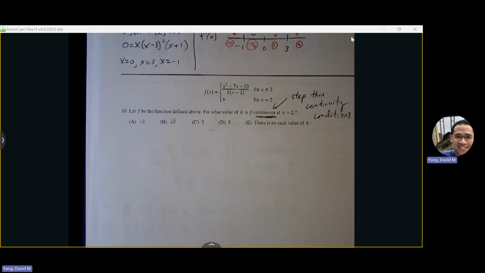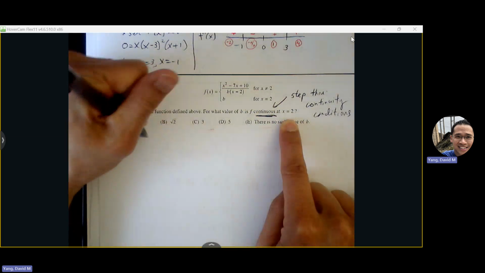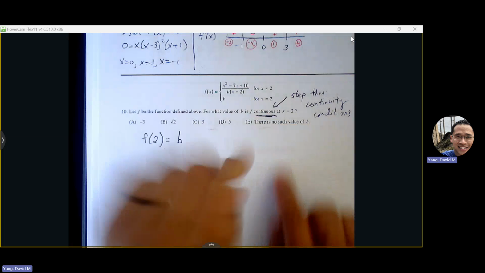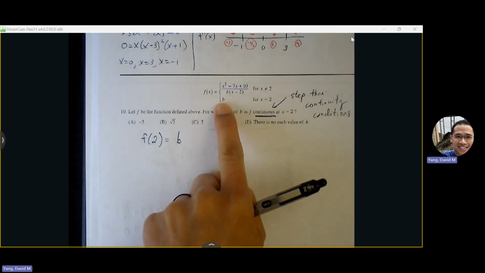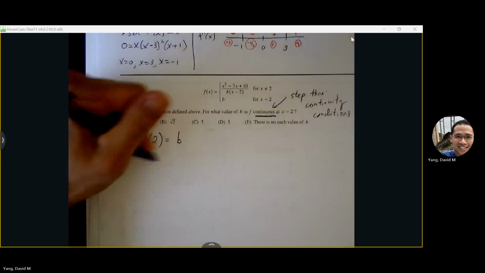So the conditions are, does the limit exist? Does the point exist? Does the limit exist? And then finally, the third condition, does the limit live where the point lives? So we know the point in question is at 2. So let's find f of 2 first. F of 2 is just b. That's just the unknown y value for now, which we're eventually going to have to solve.